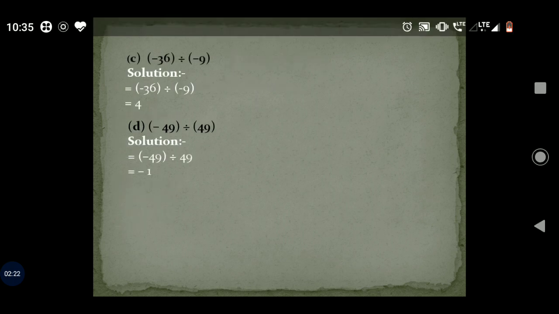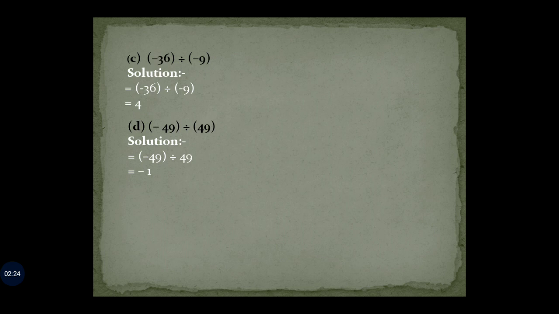Now let us move on to the next problem, that is C. Minus 36 divided by minus 9. Here you can see that both the numbers are negative integers. As you can see, when we divide 36 by 9, the result is 4, and both the negative signs of the integers get cancelled. So the quotient is 4.